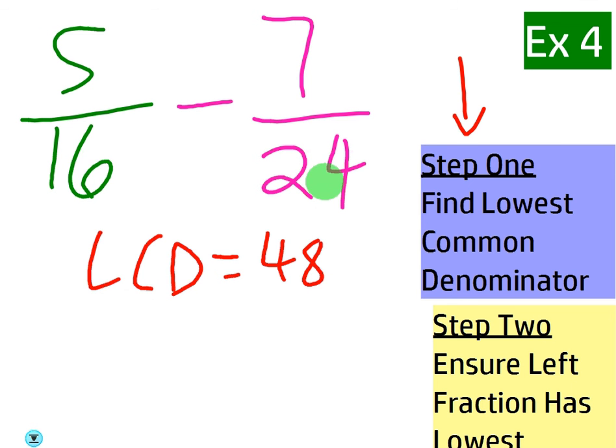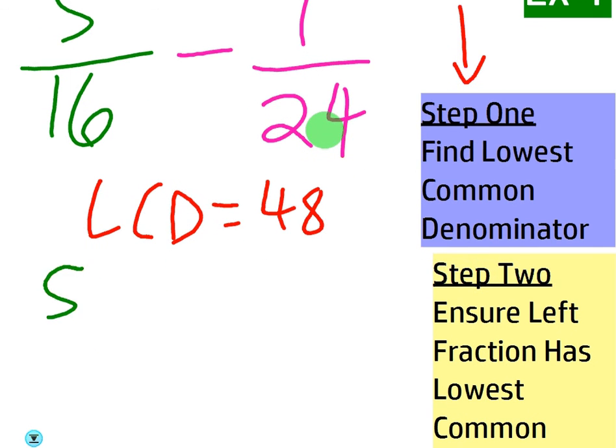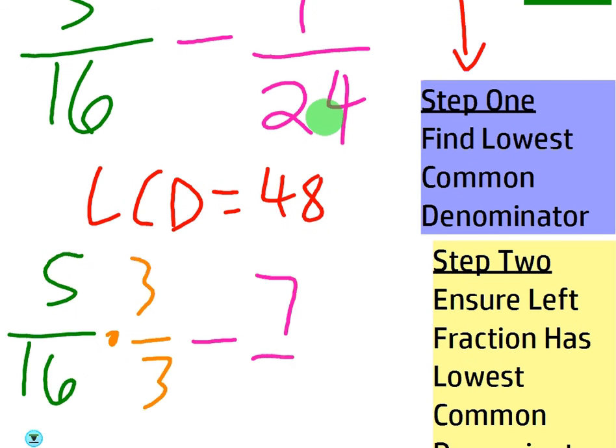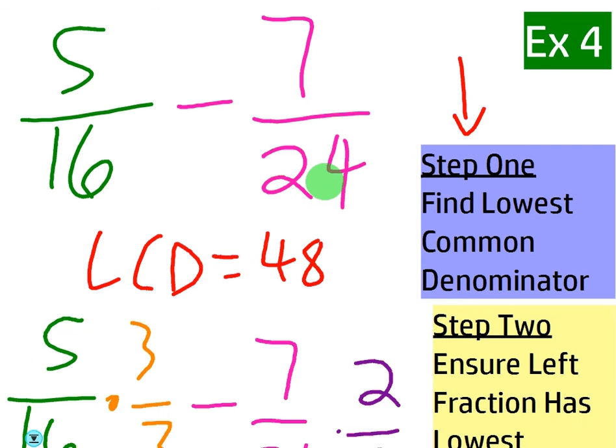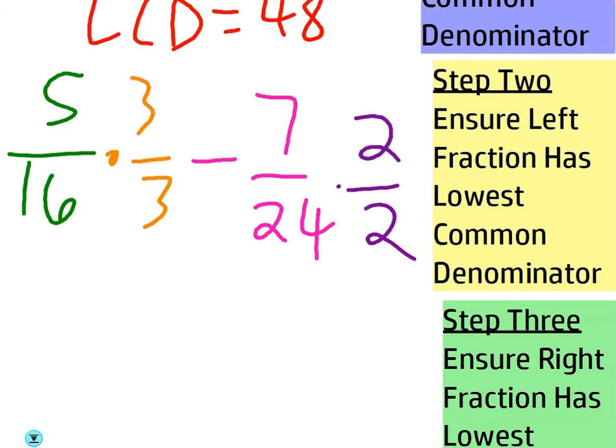So like before, we have to convert both into 48. How can we convert 16 into 48? Multiply by what? 3. Okay, how can we convert 24 into 48? 2. Now again, you don't have to do it this way. You can do it the other way where you just multiply one denominator by the other, but you guys can see that 16 times 24 is a pretty big number. So if you can do it this way, you'll save yourself some time.